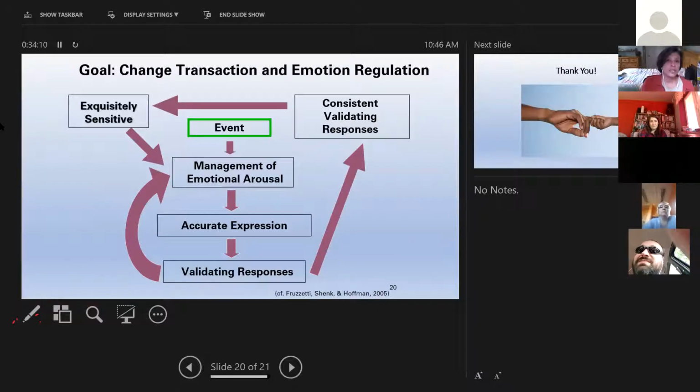Because our goal is this, right? The kid is going to still be an exquisitely sensitive child. The difference is they are going to have learned how to manage that emotional arousal. Because when they manage that emotional arousal, they can then express themselves accurately, which makes it much more likely for them to receive a validating response. And if they receive a validating response and that becomes consistent, it actually makes it much easier for them to manage their arousal.